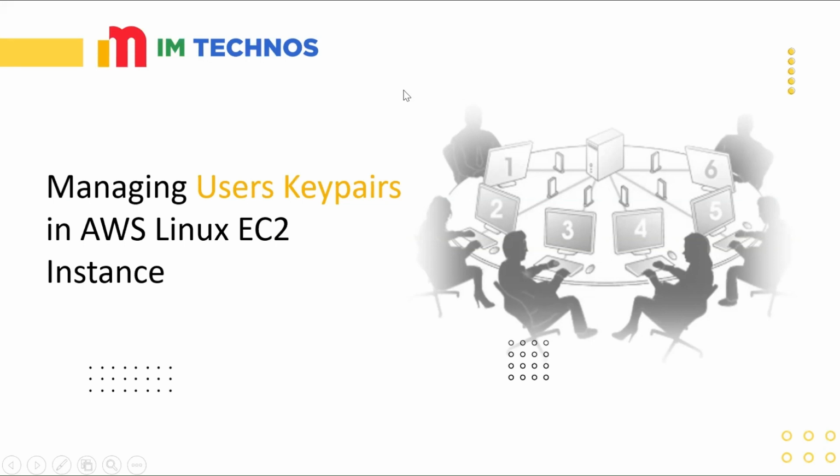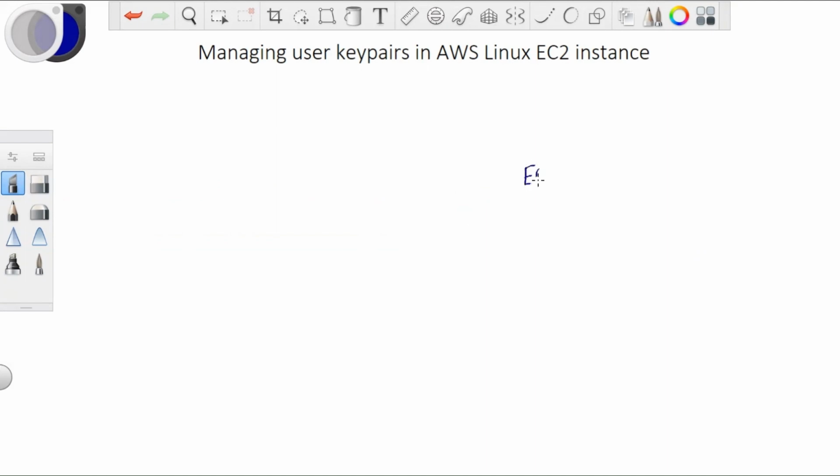In this video, we will see how to manage user key pairs in an AWS Linux EC2 instance. When an instance is launched, you can use the default username to connect to the EC2 instance. For example, if your instance is launched using an Amazon Linux 2 AMI, the default username is ec2-user. So you can connect to this EC2 instance using the default username, which is ec2-user.